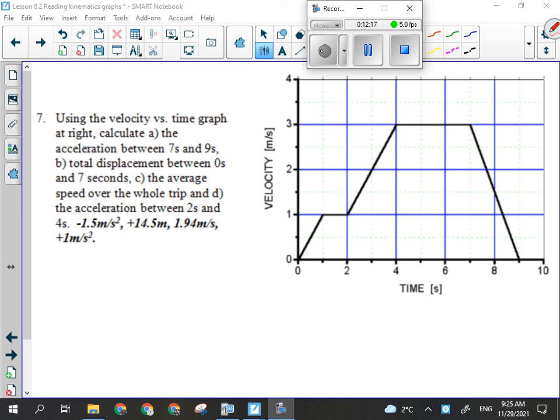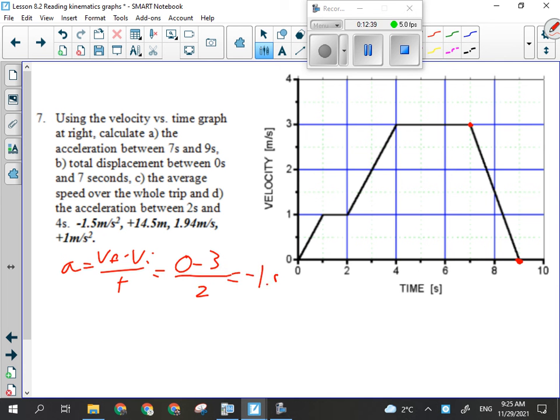All right, so for part A, it wants to know the acceleration between 7 and 9 seconds. So that means starting right here and ending right here. So acceleration is Vf minus Vi over t. So that's going to be 0 minus 3 divided by 2 seconds. So we're going to get negative 1.5 meters per second squared. All right, everybody okay with that one?